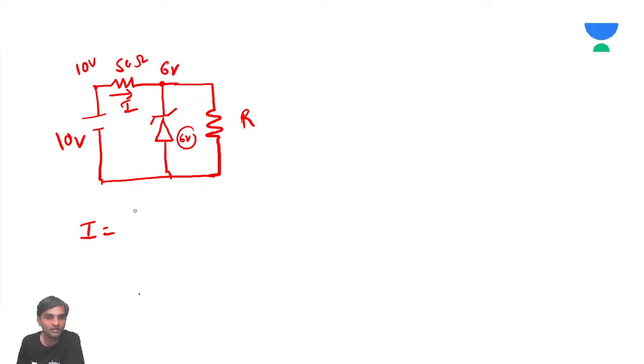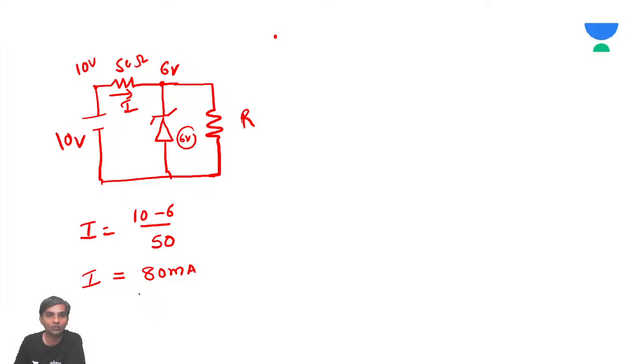So I is going to be 10 volts minus 6 volts by 50. So how much will we get? I is going to be 80 milliamps. Okay, you get 80 milliamps. Correct. So once you get 80 milliamps, now how will you calculate, sir?